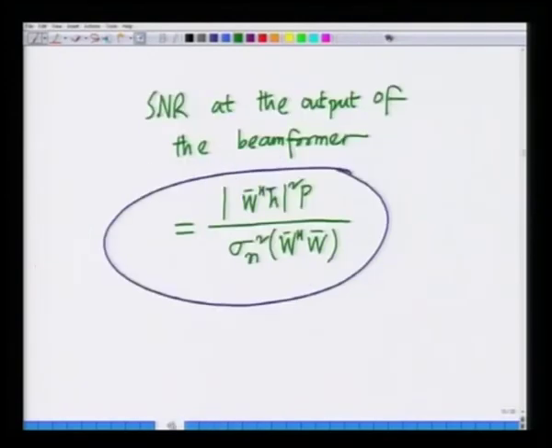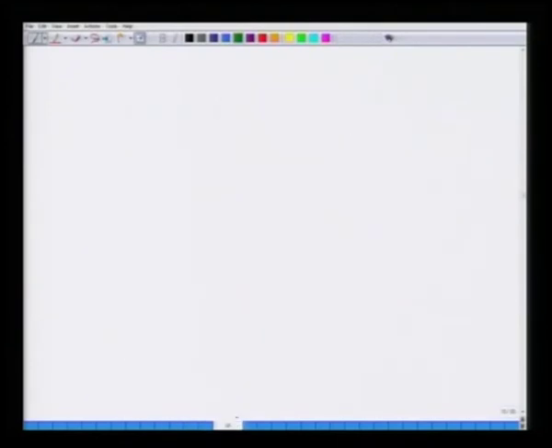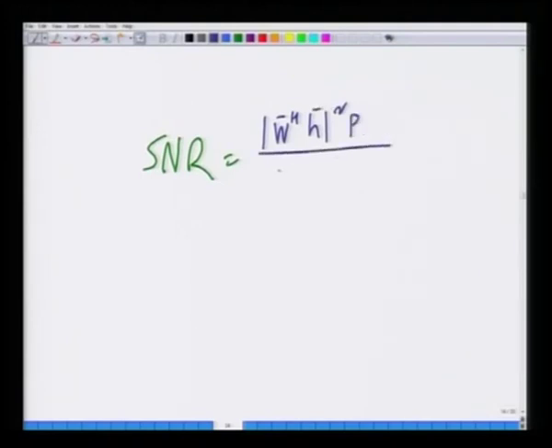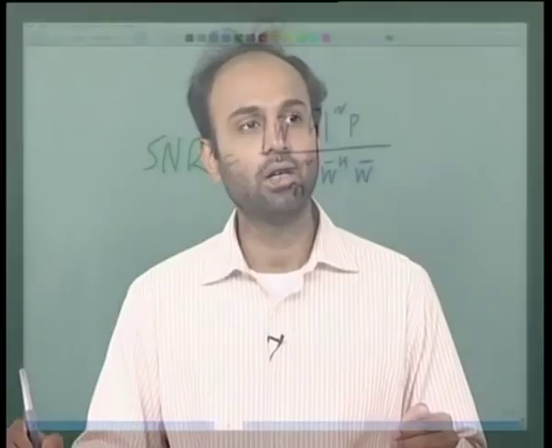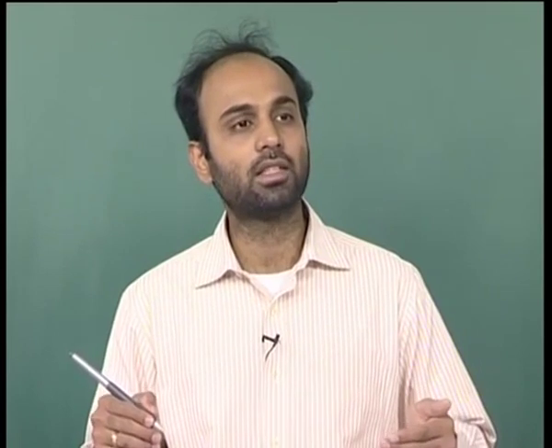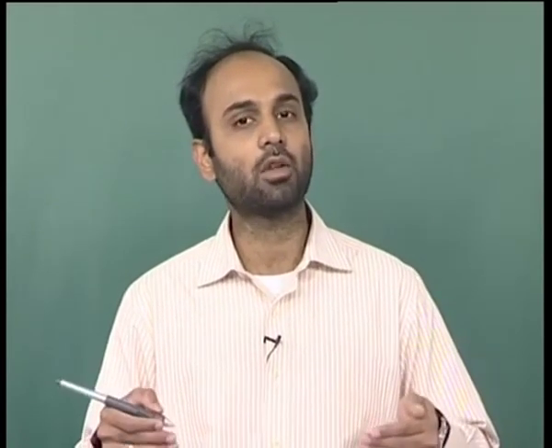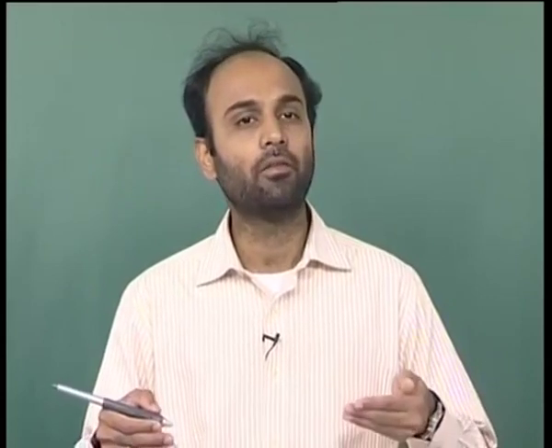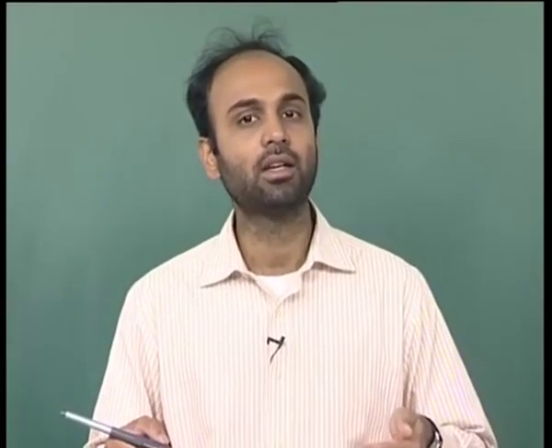Hence, the signal to noise ratio is nothing but SNR is nothing but magnitude W bar Hermitian H bar squared P divided by sigma n squared W bar Hermitian W bar. Alright, this is the signal to noise power ratio at the output of the beamformer. Let me refresh your memory. We said we want to consider a system with diversity. One form of diversity is to have multiple receive antennas. Specifically, we are considering a system which has L receive antennas. We are receiving L signals y1, y2 up till yL.